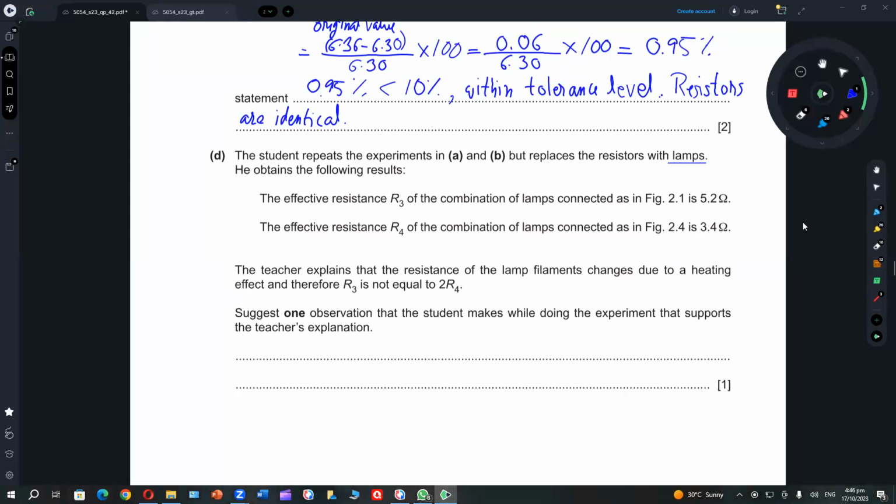The lamp gets hot. Lamps get hot. This is right, and the brightness of the lamp changes. They're not of the same brightness.